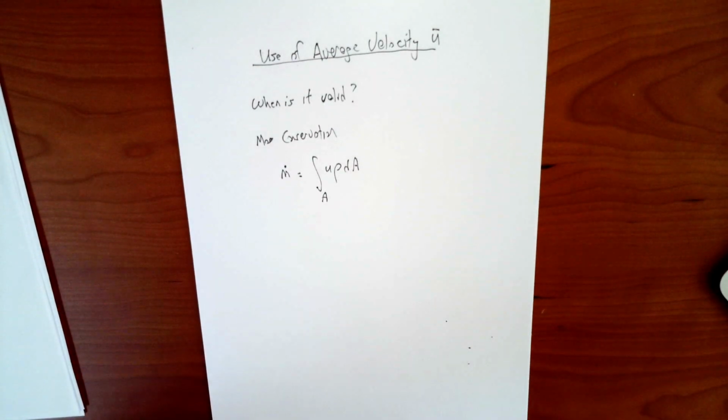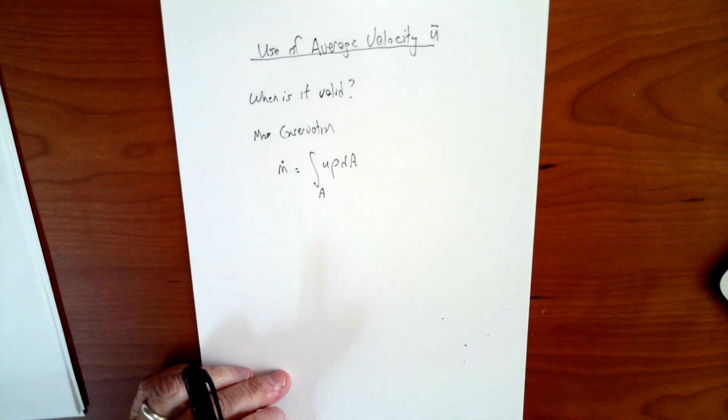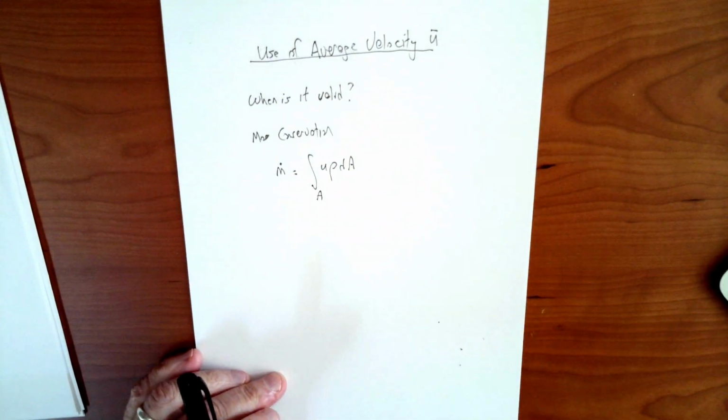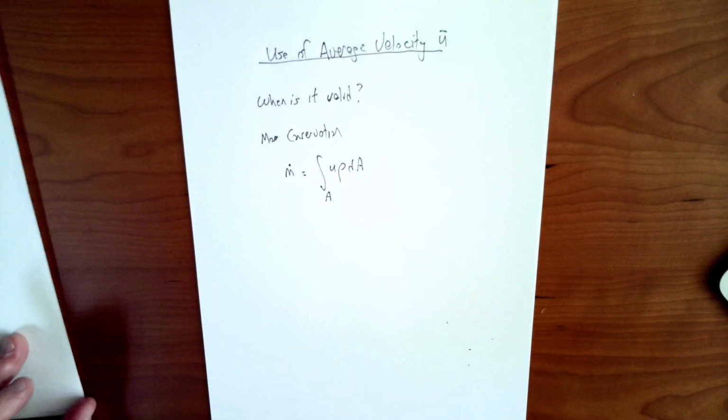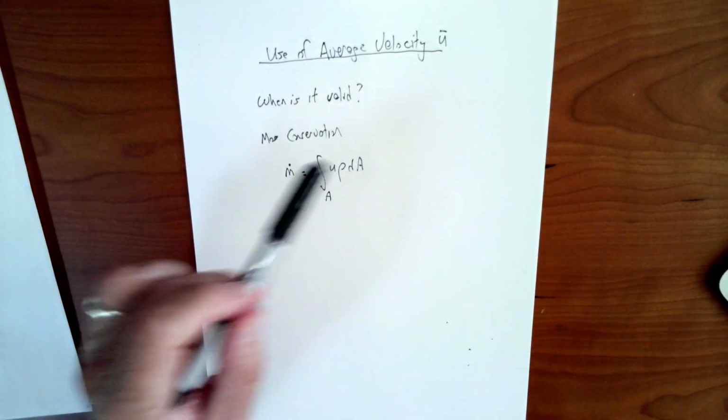Last lecture, we used average velocity u in two different places. And the question that we should be asking now is, when is that a valid approximation, or is it accurate? And it turns out it sometimes is and sometimes isn't. Let's take a look at mass conservation first.